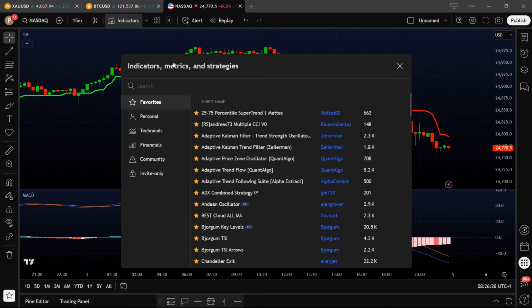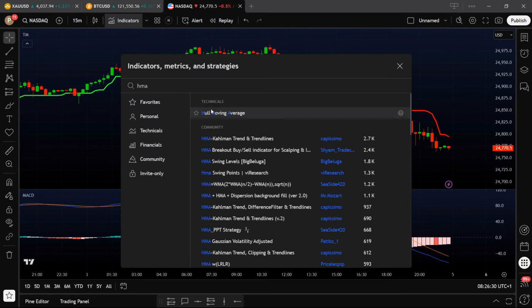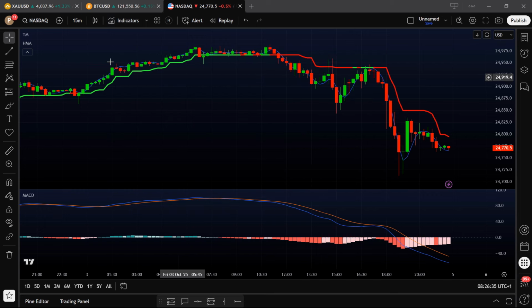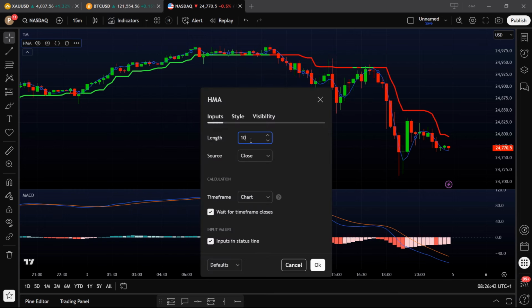Finally, the most important layer, the overall trend. Add the Hull Moving Average, or HMA. Change its length to 100, make the line thick.